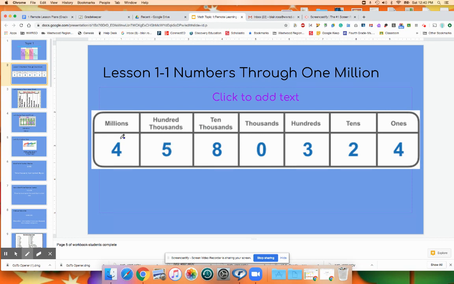And then here we have the millions, right? So that means we have 4 million, right? We think of that as a really large amount. So hopefully if I win the Mega Millions, I might win $4 million. That would be lovely.